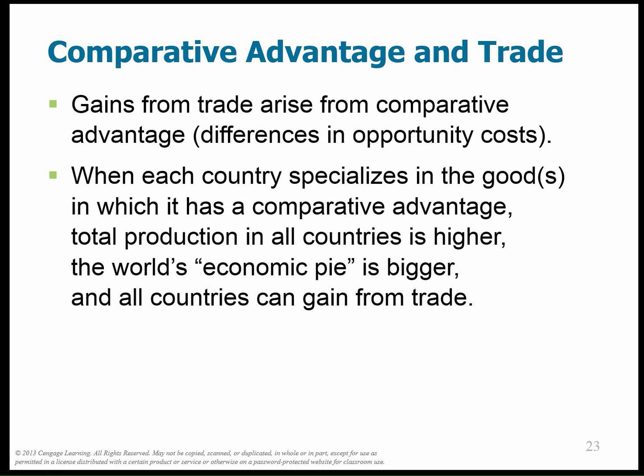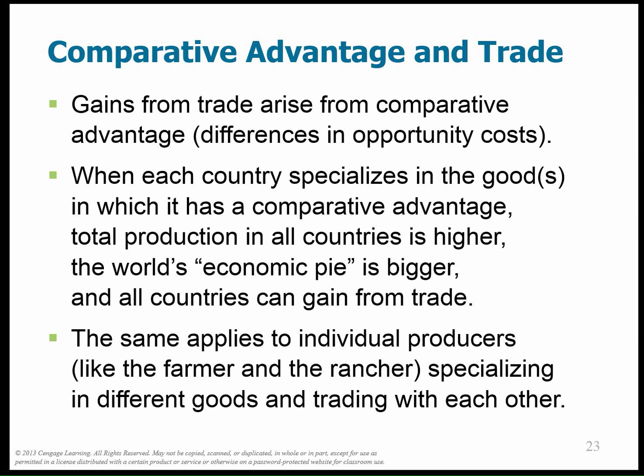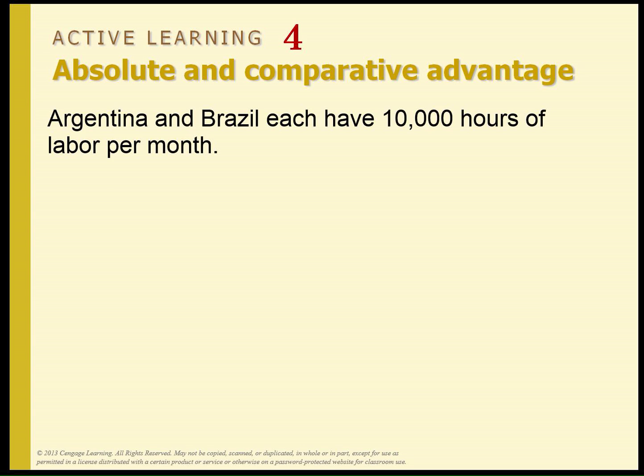So what we do is we assign whichever country has a comparative advantage in a good to produce that good. And when that happens, the economic pie, or the amount of production, increases. Remember, I called this efficiency back in chapter 1. All right, and also, like I already said earlier in this slideshow, the same idea applies to people as well as countries. Trade can work on the individual level. All right, so let's do this problem.